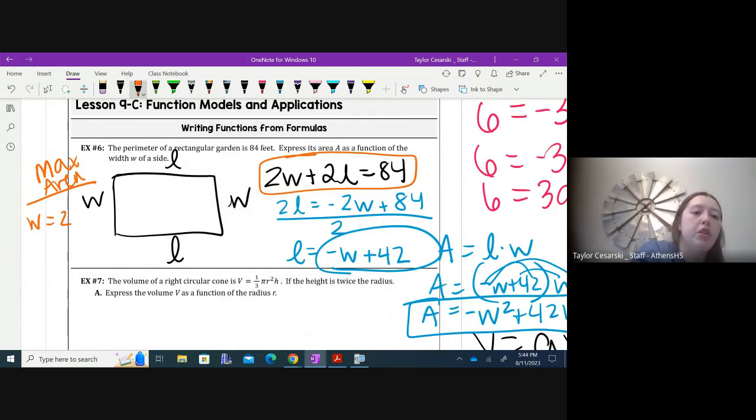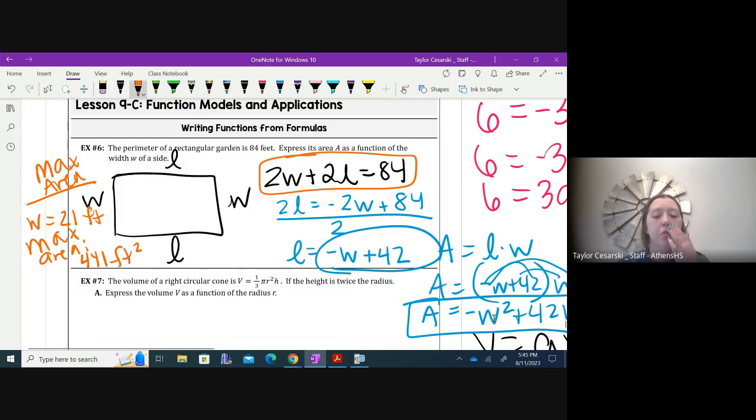So the width that produces it is 21 feet, and the actual max area is 441, I believe it says. 441 feet squared. So the y value is telling you what is that actual max area, and the x value is telling you whatever you used for x. So in this case, we used W, which was our width, to represent x. So again, all this one said was writing the equation or writing the function. But if it asked you to actually find that maximum, or sometimes we're talking about minimum or anything like that, then you can do that just using your calculator.